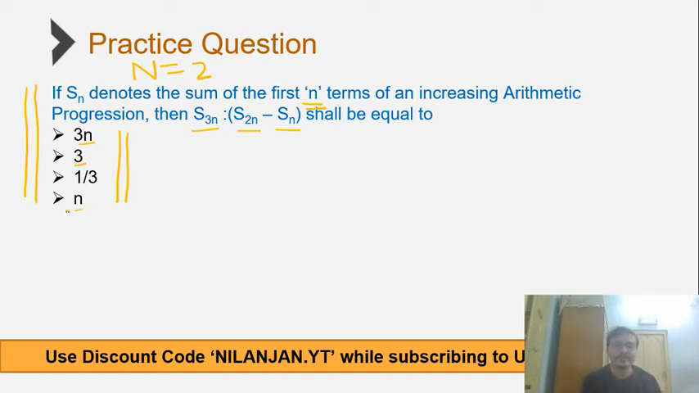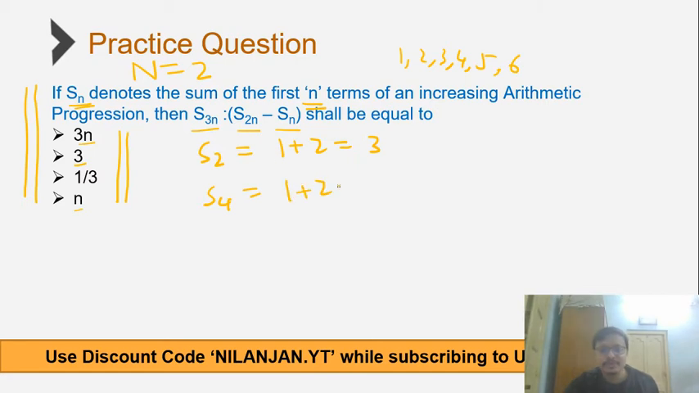So take a value of n such that all the options become unique and then try and solve. So basically Sn is equal to S2, which is the sum of the first two terms, that is 1 plus 2, which is 3. So we look at a simple arithmetic progression, that is the first few natural numbers. What is the sum of the first four terms? S2n is equal to 1 plus 2 plus 3 plus 4, which is equal to 10.